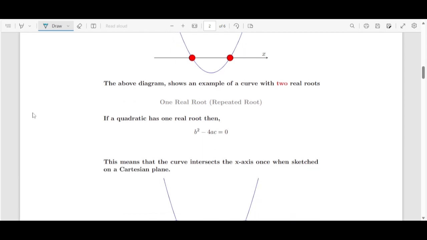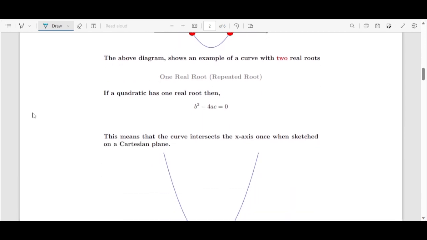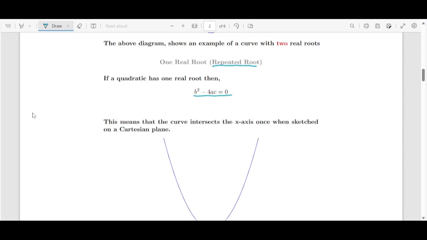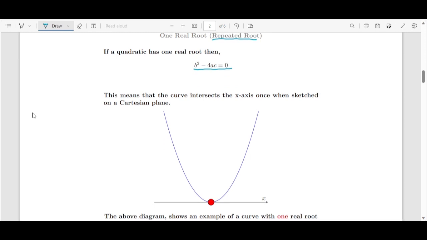Now the second scenario is where we have one real root. It's also known as a repeated root. And in that case, the discriminant b squared minus 4ac is equal to 0. And when you sketch that, you notice that our x-axis will intersect the curve only once.